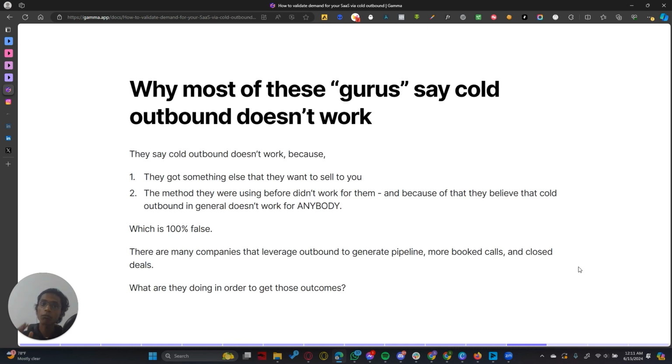Now, why do most of these gurus say cold outbound doesn't work? They say cold outbound doesn't work because, number one, they got something else that they want to sell you. Number two, the method that they were using before didn't work for them. And because of that, they believe that cold outbound in general doesn't work for anybody, which is 100% false, incorrect. There are many companies that leverage outbound to generate pipeline, more booked calls, and more closed deals. What are they doing in order to get those outcomes?